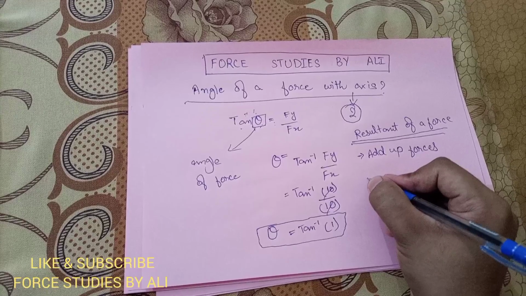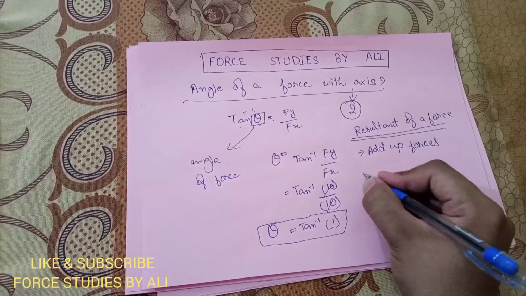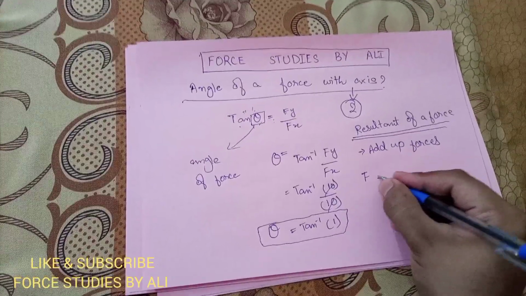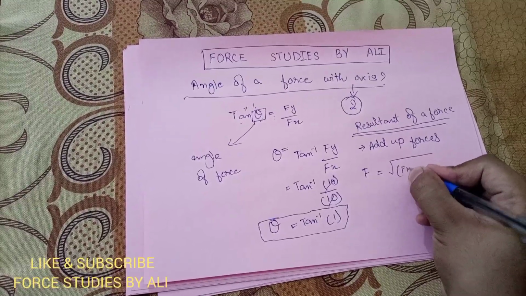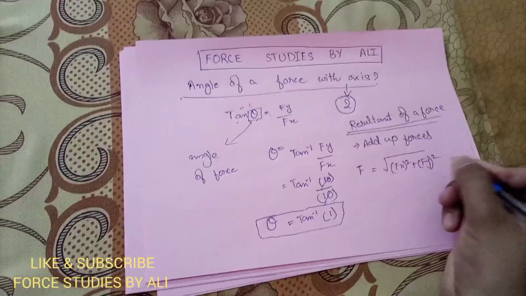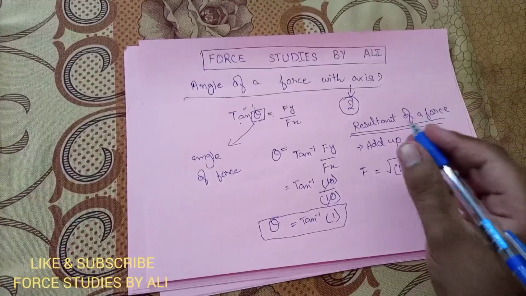Now the question is how we can find the resultant of the force. We can find the resultant of the force from its components, which are Fy and Fx. So the resultant of the force is given as the square root of Fx squared plus Fy squared. With the help of this equation, we can easily find the resultant of the force.